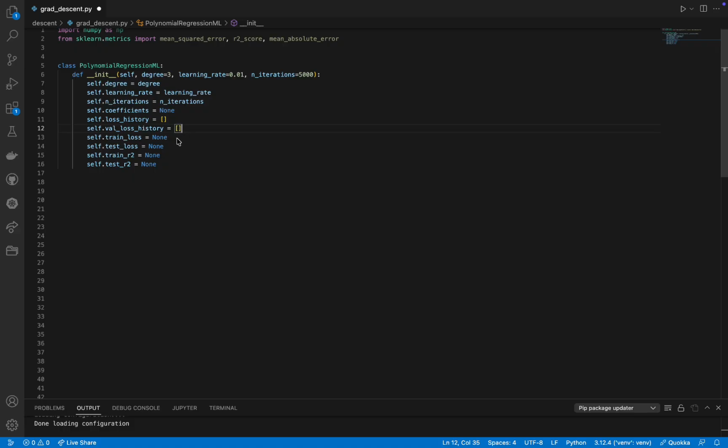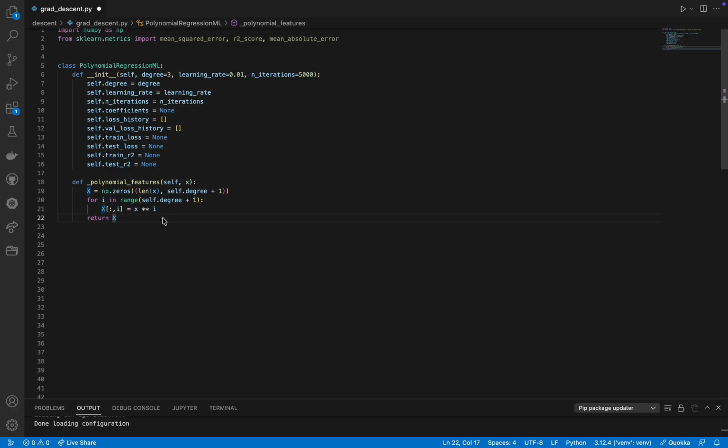And finally, we have self.train_loss, self.test_loss, self.train_R2, and self.test_R2, all set to None. These will store our final performance metrics after training is complete. So we'll come back to this later.